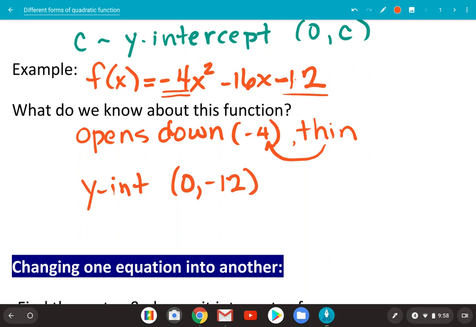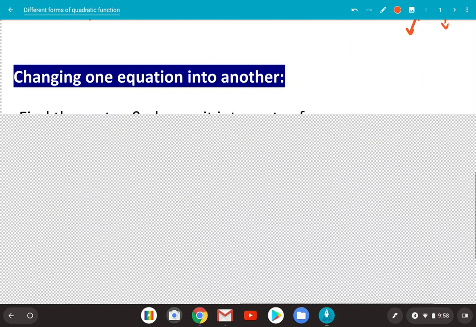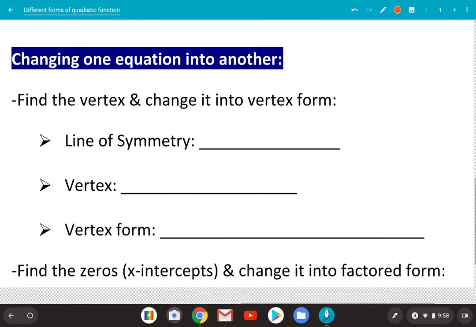Okay? So if we ever had to graph it, if we had this one, negative 12 is down here. It's opening down. It's going to be very thin. Something like that. We just don't know the x-intercepts unless we can do it on Desmos. And that's what we're going to be doing now. My graph would not look right.